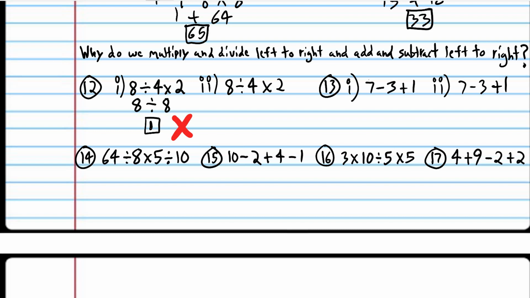Now look what happens if we divide first. 8 divided by 4 is 2. And then 2 times 2 is 4. So you can see we get different answers here. So the rule is whenever you see multiplication and division next to each other, you always do whatever operation is farthest to the left. You always do that operation first. So division first, then multiplication. That's just the rule that mathematicians have come up with.